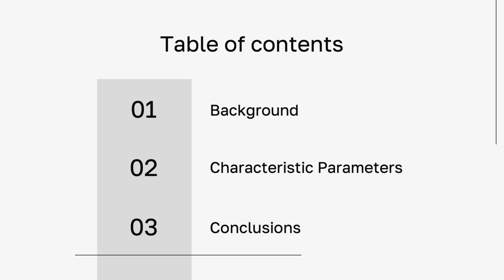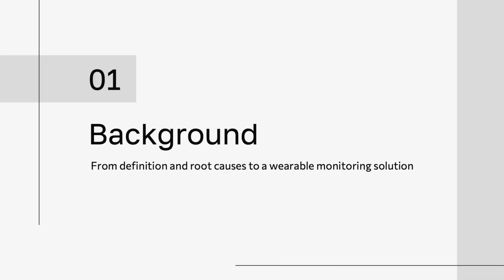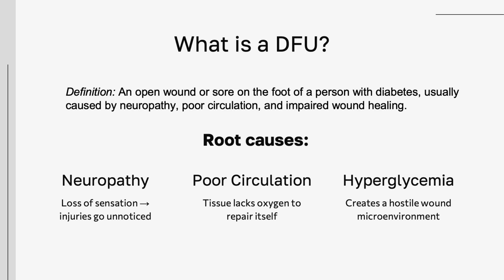The talk is organized into two main parts. First, I'll give some background: what DFUs are, why they happen, and why the current way we manage them has some serious limitations. Then, I will walk through the characteristic parameters, the specific signals we can monitor to evaluate healing, and I will wrap up with a brief conclusion. Let's start with the background.